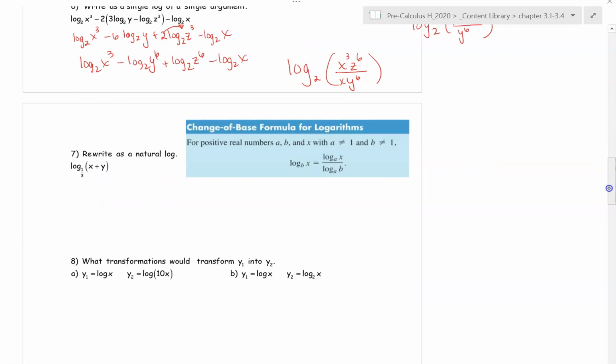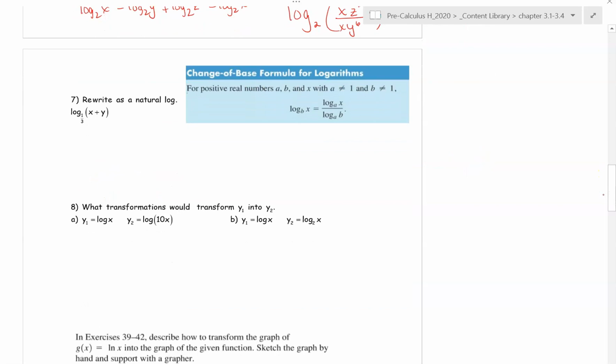Okay, let's look at the next example. And again, just remember the change of base formula. You can choose any base you want. If you have log base b of x, you can write log of x divided by log of b. Again, people typically choose 10 or e. But for this question, they want us to write this as a natural log.